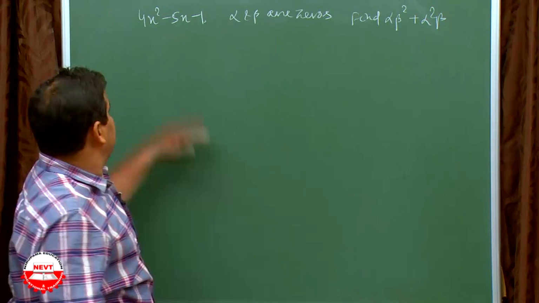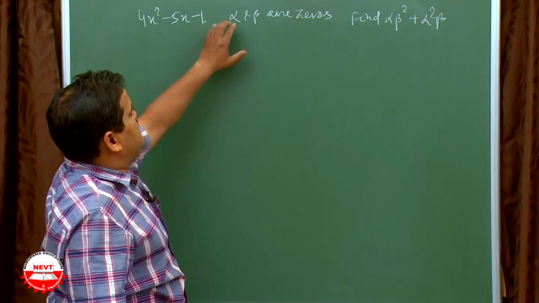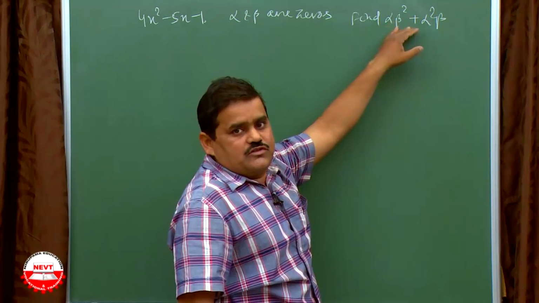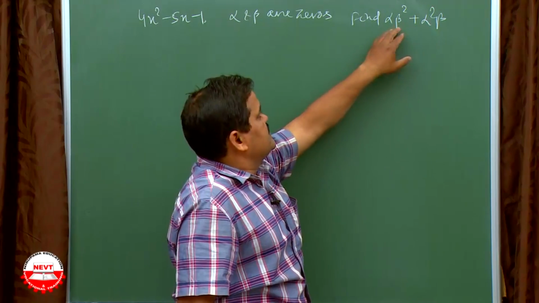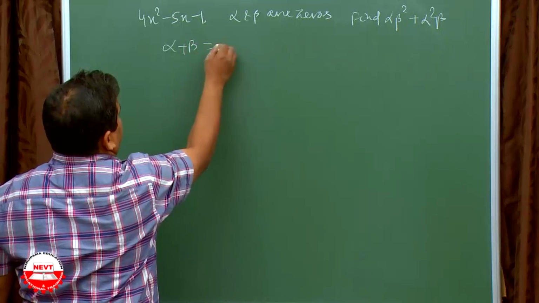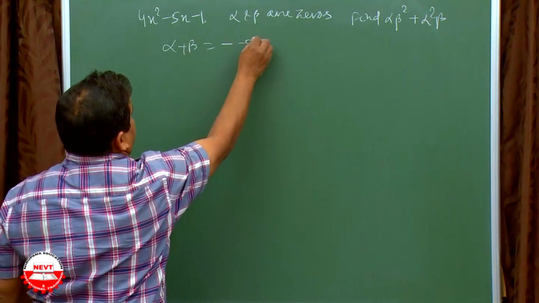Come to the next question. 4x square minus 5x minus 1. If alpha, beta are zeros of this polynomial, find this value. Already we have discussed this type of question. First, what is alpha plus beta? It is equal to minus b by a, means minus b is minus of minus 5.